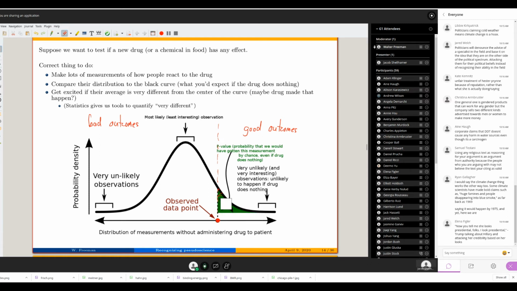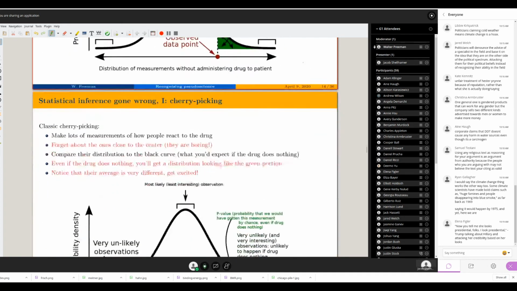And if the measurement that you get when you give a drug to a patient is over here, say, if this is the outcome you see with your drug, then it's quite unlikely it's a fluke. But if the outcome you see is here, then it's quite likely that whatever it is that you saw was a fluke. So what we do is we give the drug to many patients and we average. But there are some ways to do this dishonestly.